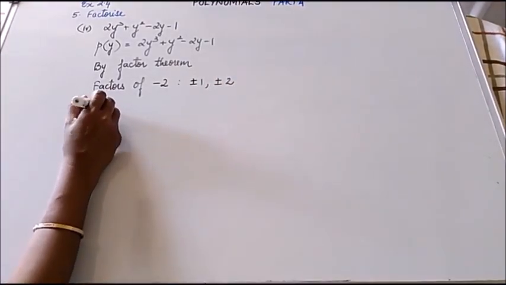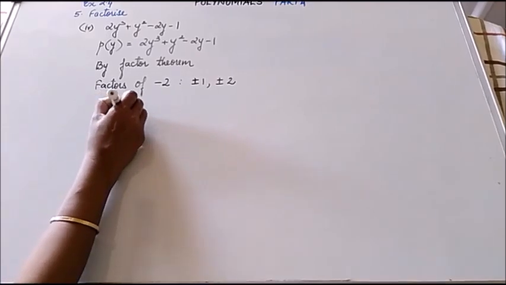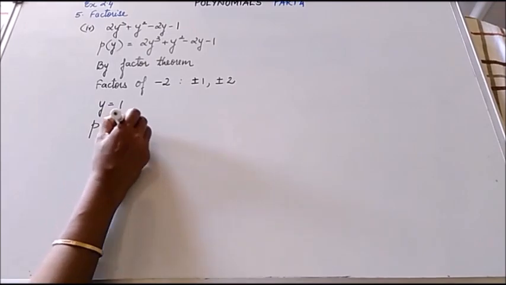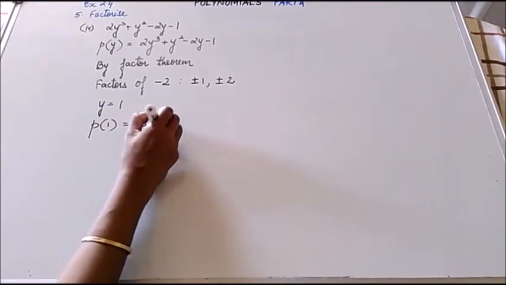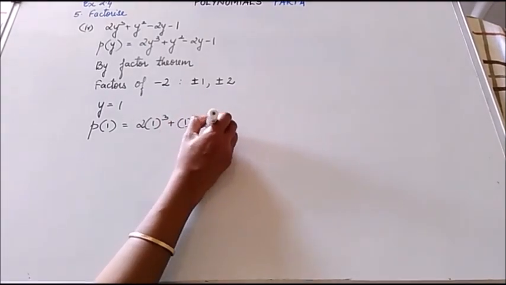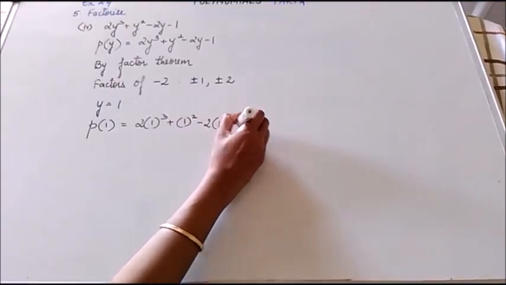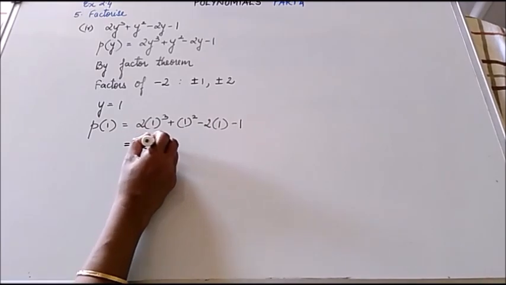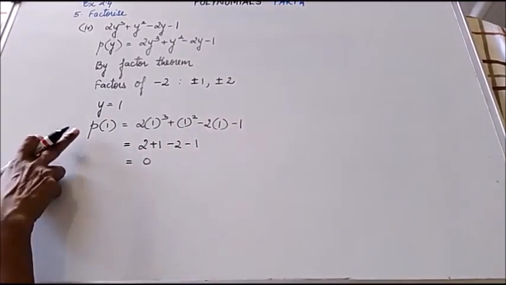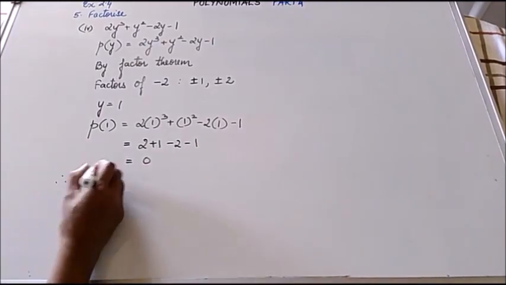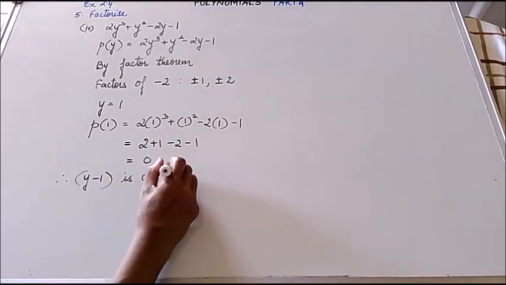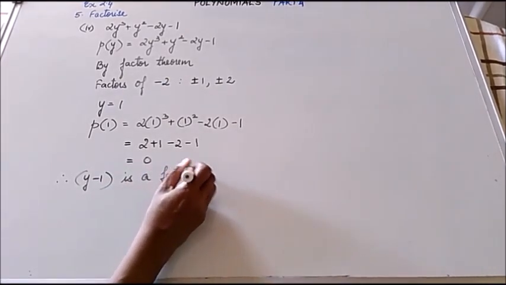First let us take here y is equal to 1. What you get here, p of 1 is equal to 2 into 1 cube plus 1 square minus 2 into 1 minus 1. This will give me 2 plus 1 minus 2 minus 1, which will give us 0. Now p of 1 is equal to 0, therefore y minus 1 is a factor of the given polynomial.